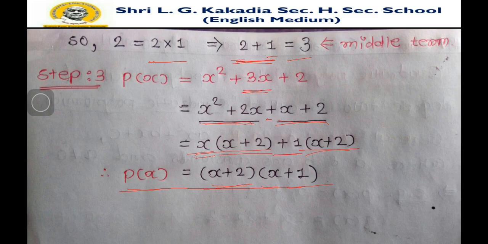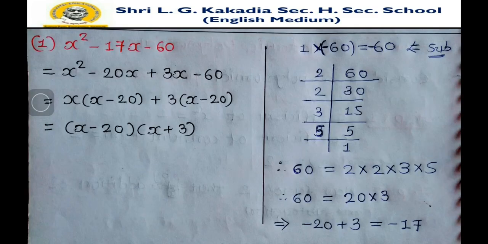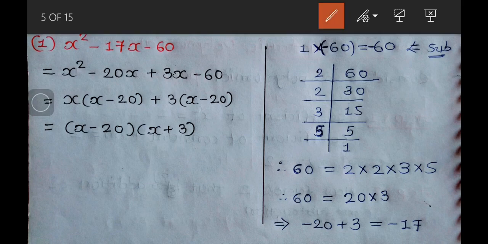Now let me explain with some examples. Here the given example is x square minus 17x minus 60. First we find the coefficients of the first term and the last term. Here you can see that the first term has a coefficient of plus 1, and the last one is the constant term, so we put minus 60. So here we get the multiplication as minus 60. So you can see that the answer we get is negative.